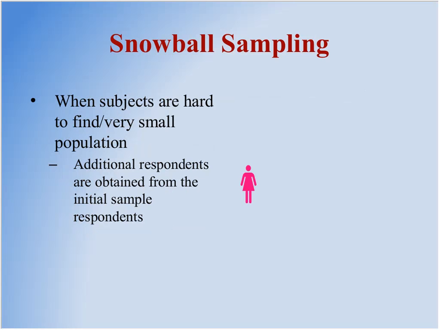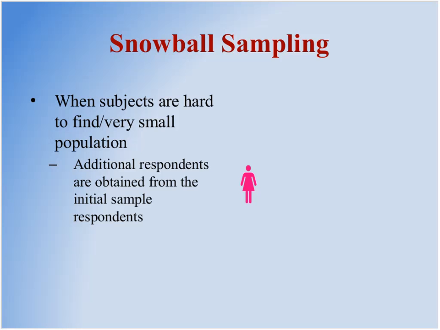So snowball sampling is another example, and this is utilized when subjects are very hard to find or a very small population. An example would be trying to access a vulnerable population. For example, research that is attempting to access juvenile prostitutes in large cities. One way to access that vulnerable and small population, oftentimes hidden population, is to utilize this methodology.